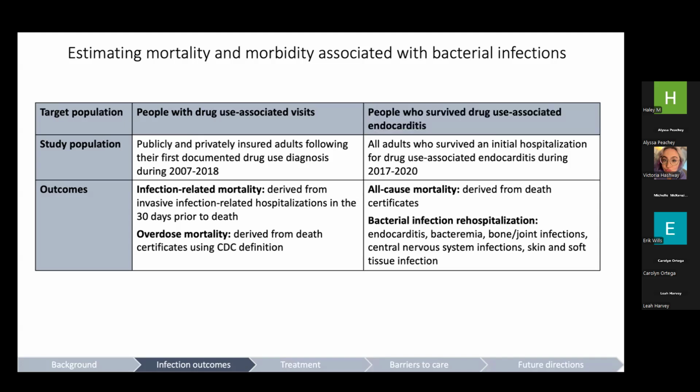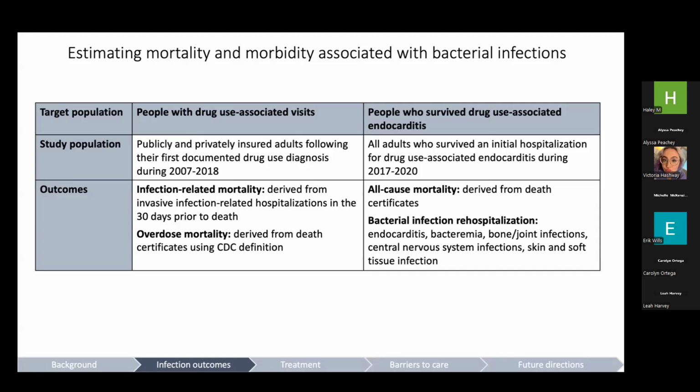And so the second cohort was for people who survived drug use associated endocarditis. This was all adults regardless of insurance status. Because these are much more severe infections, we would expect that the first instance of a visit would be hospitalization. So we're able to use statewide hospitalization records for this cohort.